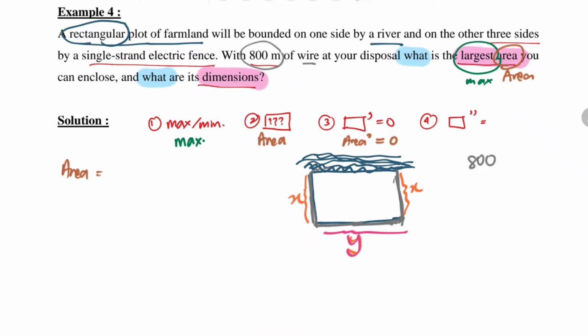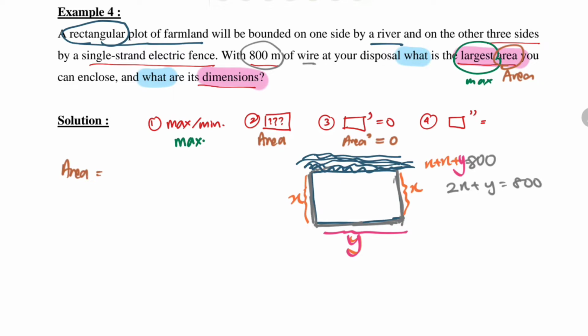Okay, so as you can see, to find the perimeter of this rectangular plot of farmland is just 2x plus y. Why is it 2x plus y? Because we have x plus x plus y equal to 800. Okay, and from here you can simplify it to be 2x plus y equal to 800. So from here you get one equation of x and y.